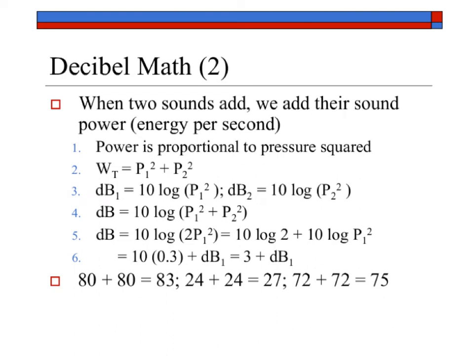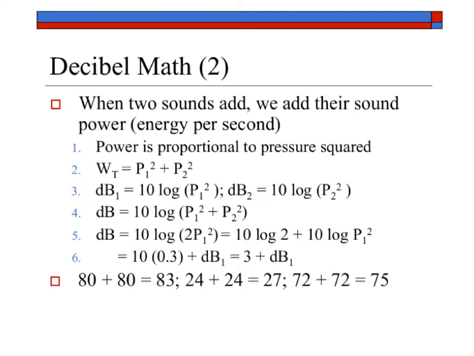When two sounds are added together, we're actually adding together their sound power. Power is defined as the flow of energy per unit time, per second. The pressures don't add, but the powers do, and the power is proportional to the pressure squared value. So we use W for the symbol for power, and so the total power then is equal to the pressure squared of the first sound plus the pressure squared of the second sound, line 2 there on the chart.